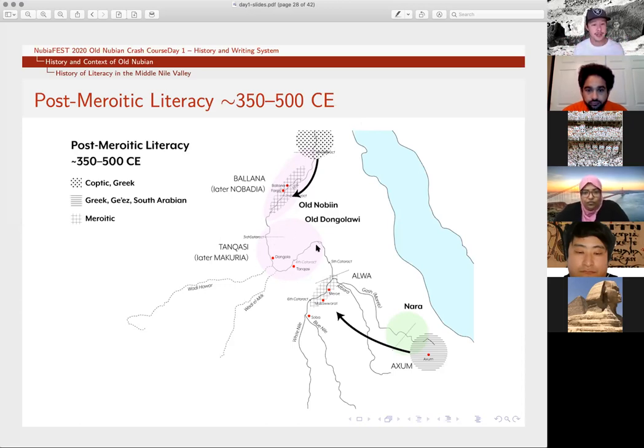So on the one hand, we have Meroitic, which is still written, both around Meroe and around Balana. On the north, we have Greek and Coptic. In the south, we have Aksum, where there was Greek, Ge'ez, and South Arabian. And so we have this really complex literary context in which then Old Nubian arises.